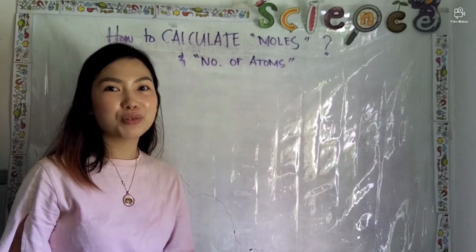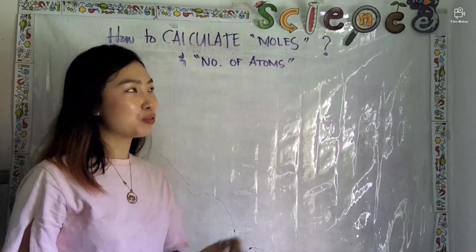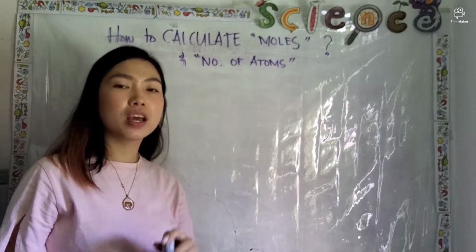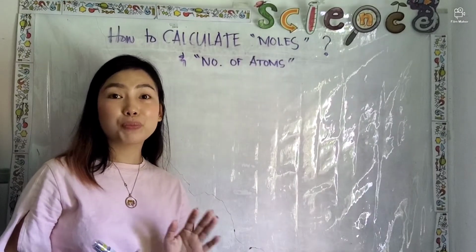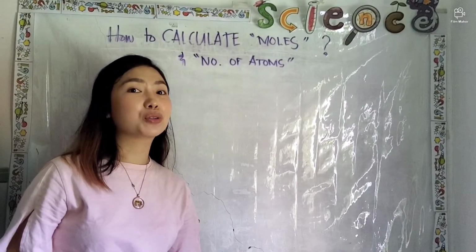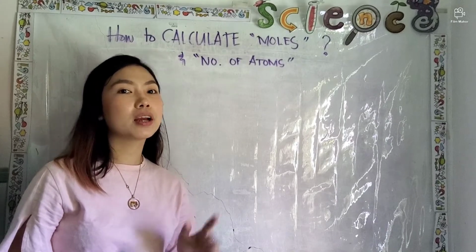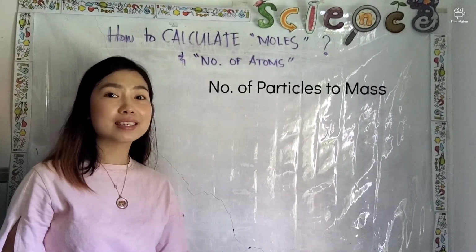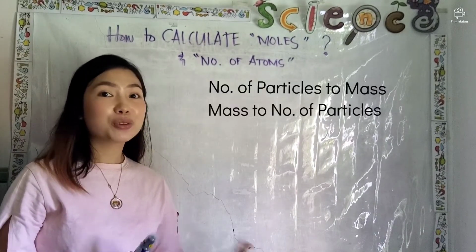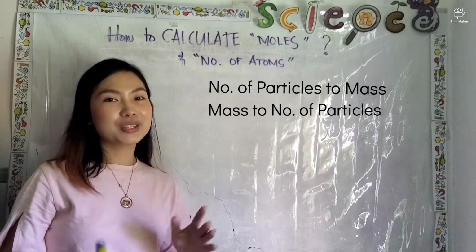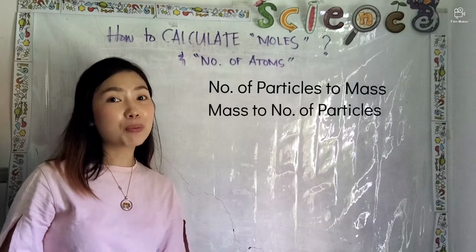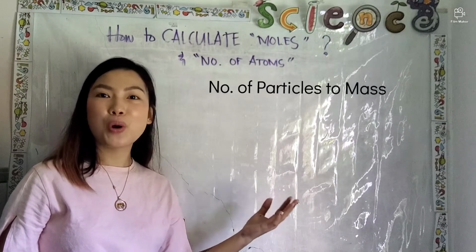Ngayon, let us now focus on the calculation of the number of atoms. In the number of atoms or the number of particles, again, we will encounter two formulas. Those are number of particles to mass and then mass to number of particles. So let us have first the number of particles to mass.